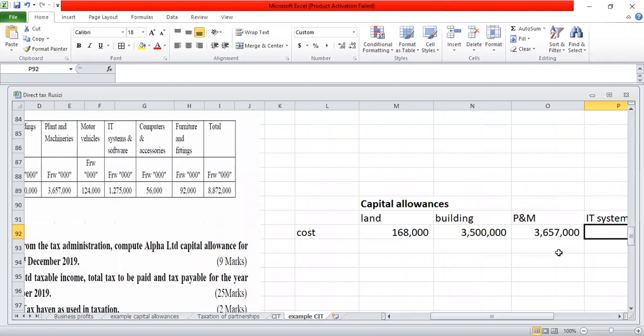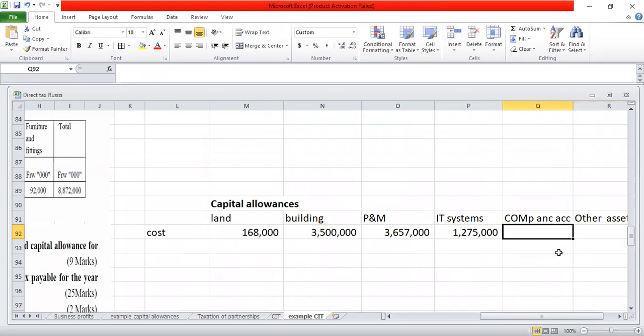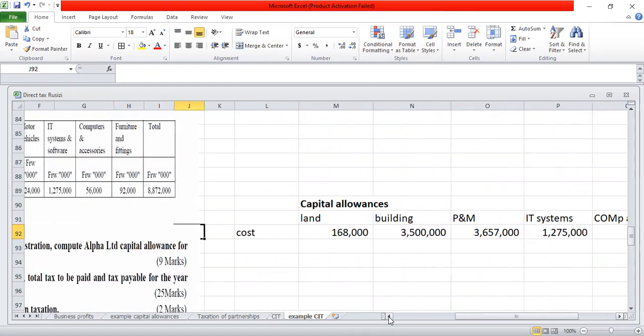ICT, 275,000. Then computer and accessories. I'm assuming that IT equipment are above 10 years and above. That's why I've separated them. Computer and accessories 56.